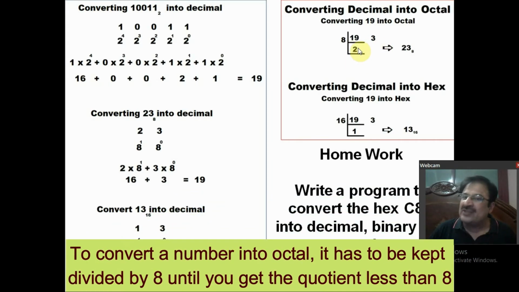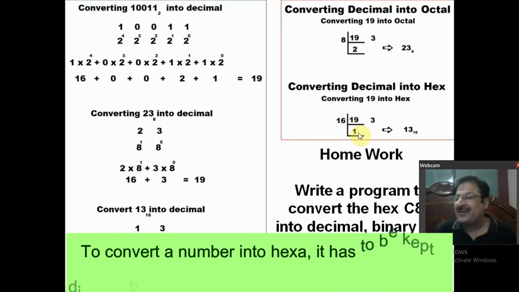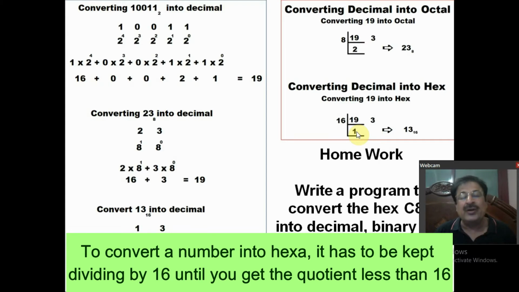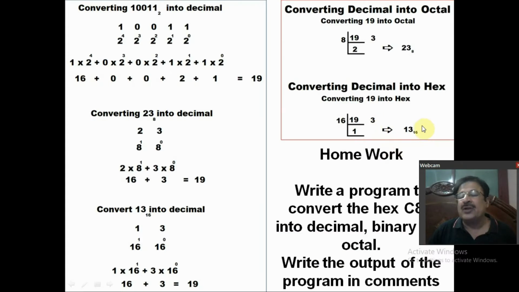Now, because 2 is lesser than 8, division will stop. Had it been greater than 8, again 8 would divide the number, and it will continue until you get a value lower than 8. So 19 divided by 8, 8 twos are 16. The quotient is written here, the remainder is over here. And because 2 is lesser than 8, the division will stop. So this 23 is nothing but the octal format of 19. Similarly, while converting 19 into hexa, it has to be divided by 16, and it will be kept on dividing until you get a quotient less than 16, right? So 16 ones are 16, remainder is 3. So this 13 is nothing but the hexa of this 19.